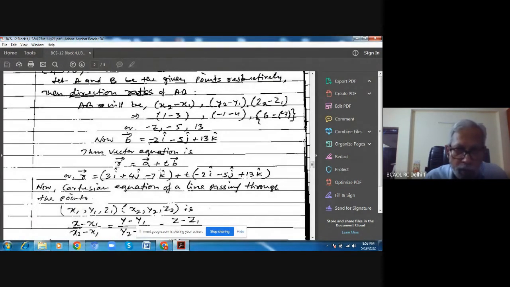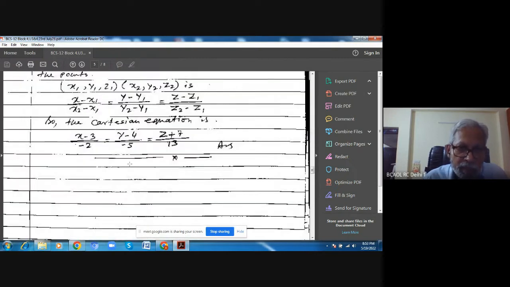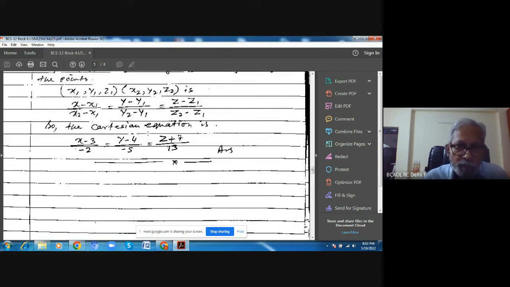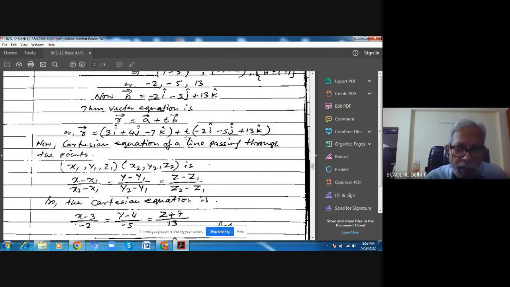From this, what about 3, 4, -7 and -2, 5, 6, 13? You have to represent this. This is the same thing you are representing here only. Where did this value come from? This is from the vector. Where did this come from? You have to derive these things.